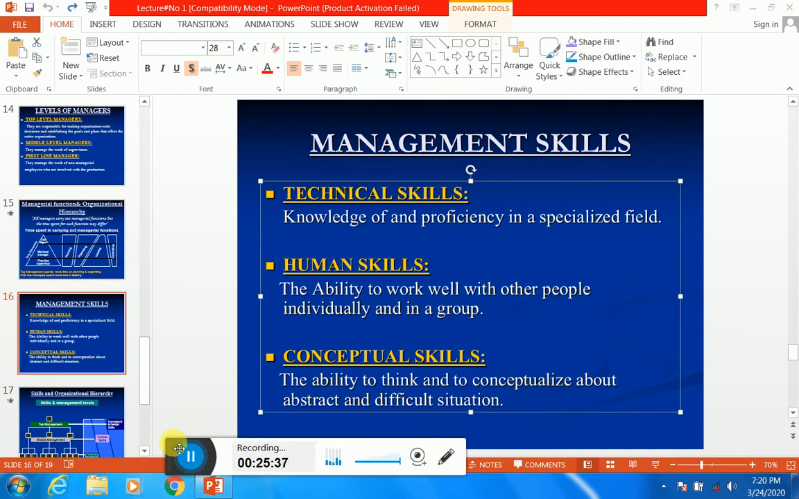Now let's start from the first, technical skill. By the name it is clear, technical. It means knowledge of and proficiency in a specialized field. Simply stated, technical skill is necessary to accomplish or understand the specific kind of work being done in an organization. For example, programmers have the technical knowledge of how to code the program and how to find out bugs in the programming. Bugs mean errors in the programming.